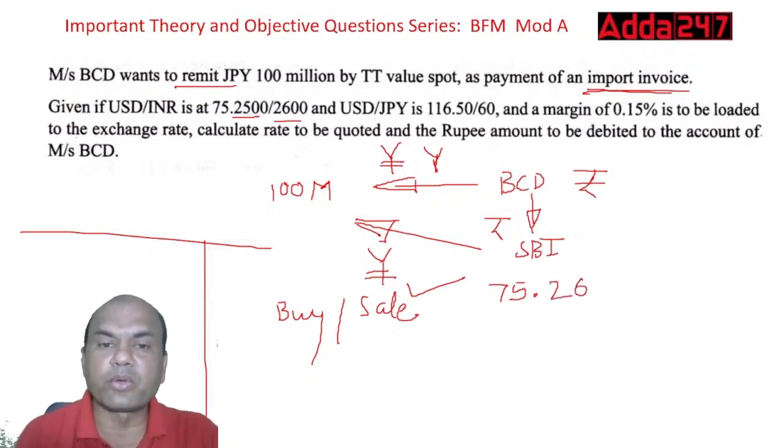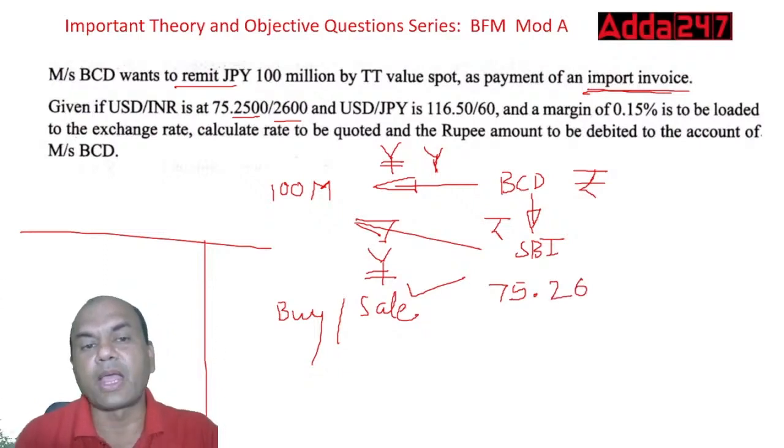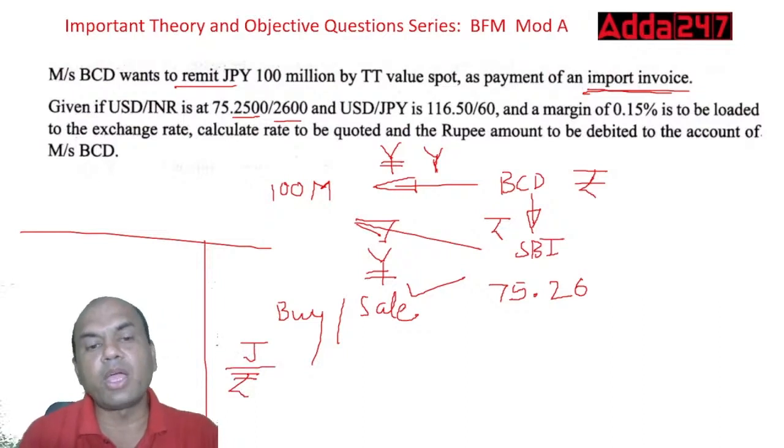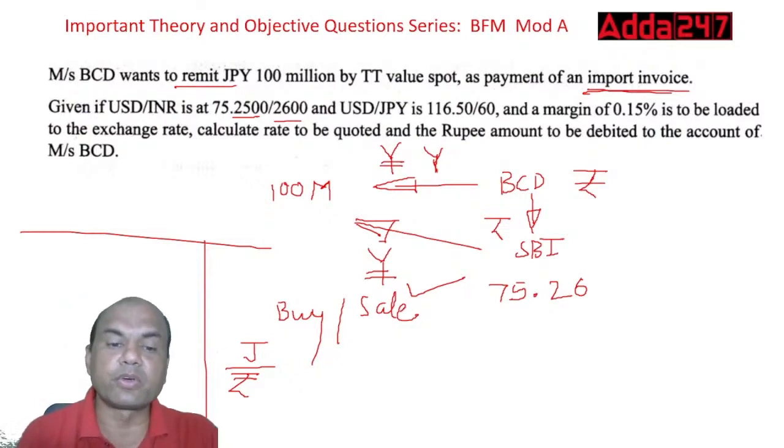Now what am I doing over here? Look at this. I want to send JPY. So I want the rate of JPY to rupees. So always what do I want? JPY to rupees. This is the rate I want. But do I have the JPY to rupees rate? Look at this. USD to INR I am having. USD to JPY I am having. But I am not having JPY to rupees. So how will I do it?